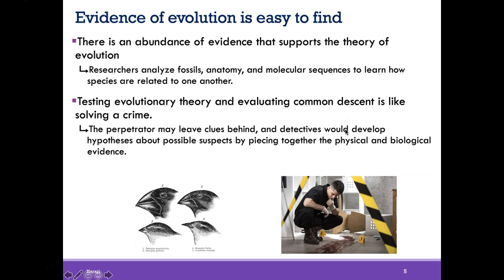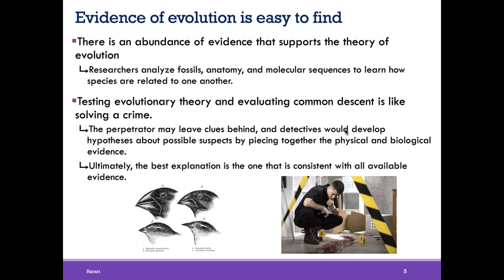Right? Similarly, fossils are literally like crime scene evidence. They leave behind like snapshots of clues to past life. And that really is what allowed Darwin to make some of his breakthroughs, was the fossil record. And the best explanation is one that is consistent with all the available evidence, right? So the theory has to be consistent with the fossil record, but also with DNA sequences and with comparative anatomy.